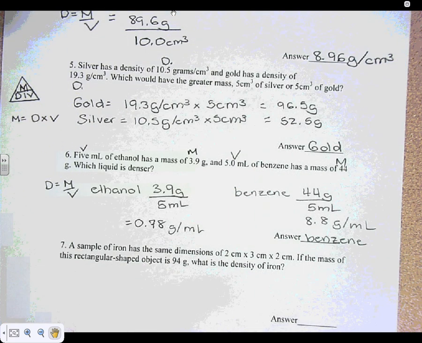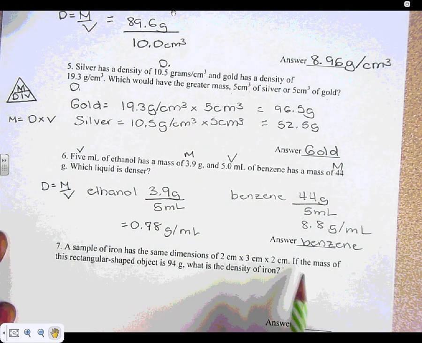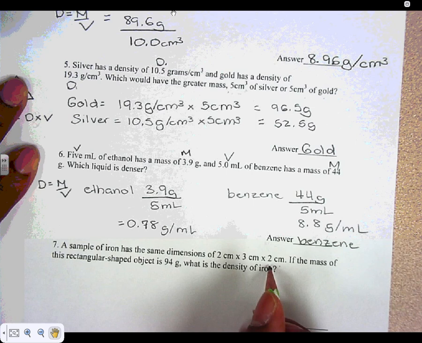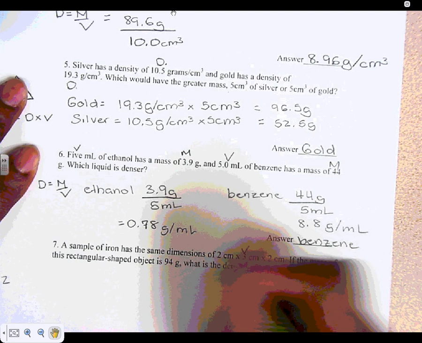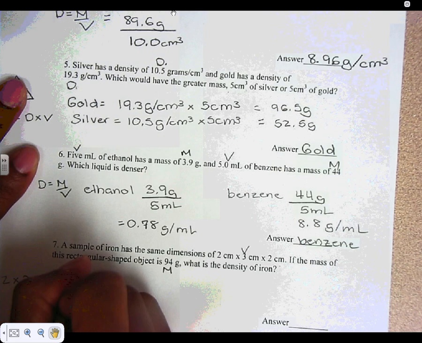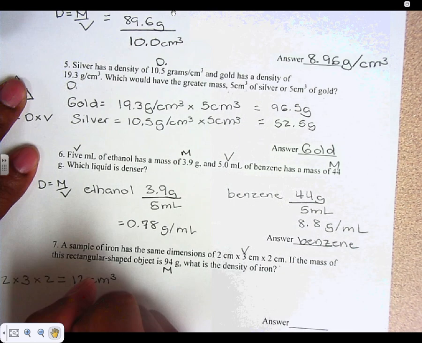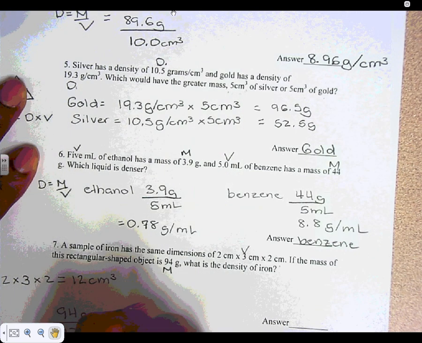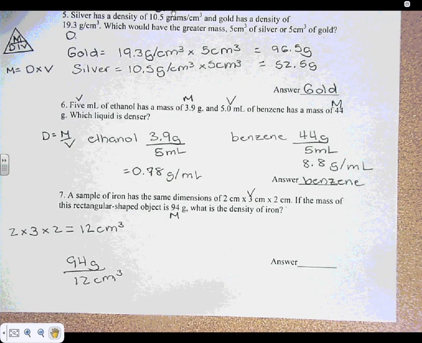So let's look at this last one. We have a sample of iron that has dimensions of 2 by 3 by 2. If the mass of this rectangular shaped object is 94 grams, what is the density of iron? So it's given us the three-dimensional arrangement of the object. I'm going to simply multiply those because those are going to give me my volume. And then the 94 grams is going to give me my mass. So 2 times 3 times 2, that's going to yield 12 cubic centimeters. So if my mass is 94 grams, I'm dividing that by 12 cubic centimeters. And I'm going to proceed with solving.